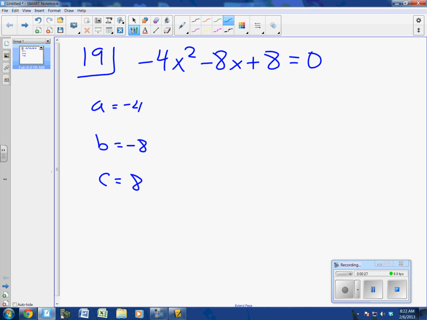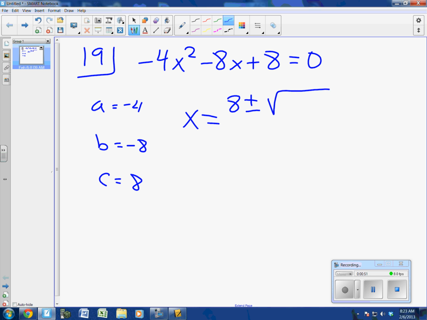And positive 8. I like to identify them. Once you get good enough, you can just pick them out of the problem, but I notice a lot of times when you do that, you forget things like negatives. So just in case. All right, so we have x equals negative b. What would the negative b be? 8. Plus or minus the square root of b squared minus 4ac.